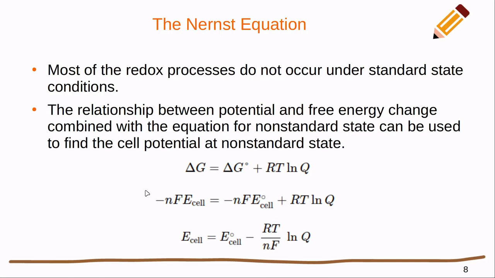Now all I need to do is substitute in my new expression for delta G, negative nFE cell, and then do a little bit of algebra, dividing by negative nF, and I wind up with this expression, which is called the Nernst equation. I can first find the standard cell potential, and then apply a little fudge factor in order to get the cell potential at any given time, or under any non-standard conditions.